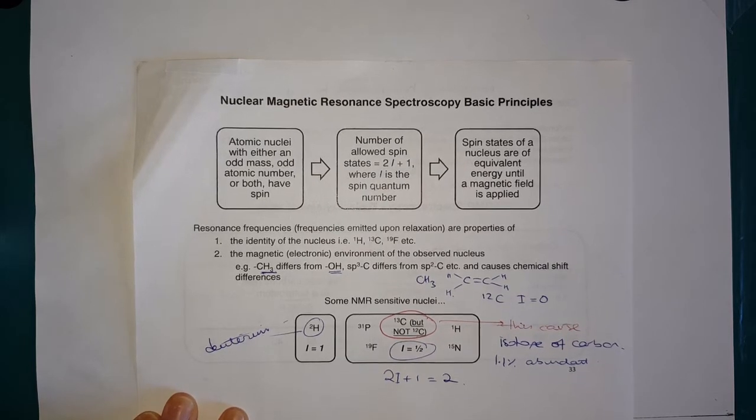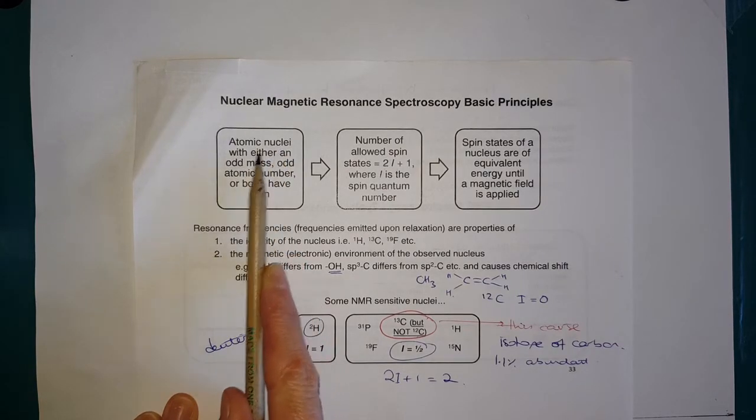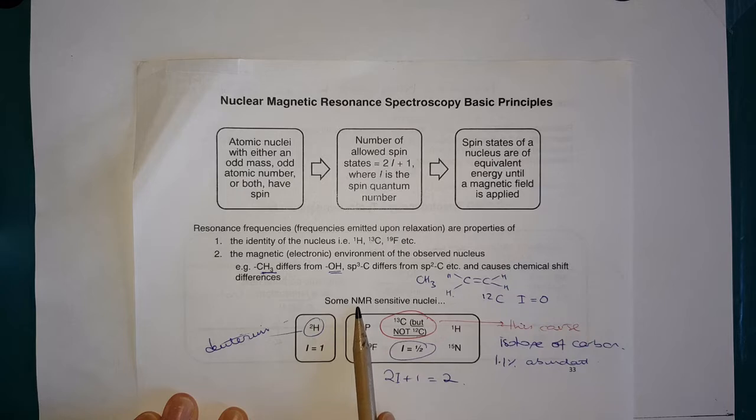So we need to establish which nuclei have spin. Not all nuclei do have spin. So nuclei which are what we call NMR sensitive include deuterium, and that has a spin quantum number of 1. We have a number of nuclei with spin quantum number of a half. So phosphorus-31, fluorine-19, nitrogen-15, and hydrogen as in a proton. So carbon-13 has a spin of a half, but carbon-12 doesn't. So we're going to be looking at carbon-13 NMR during this course, and carbon-13 is an isotope of carbon.